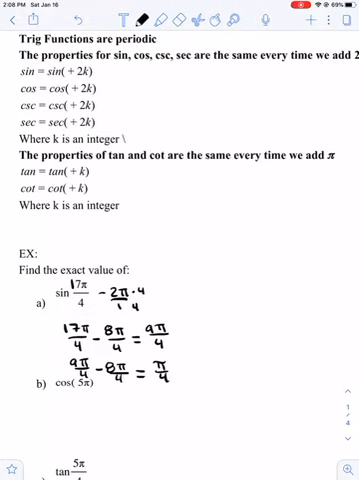So here we can see that sine 17 pi over 4, sine of 9 pi over 4, and sine of pi over 4, those all would give you the same value. But pi over 4 is on our unit circle, so we can just look at that and find our answer. So the sine of pi over 4 is root 2 over 2.